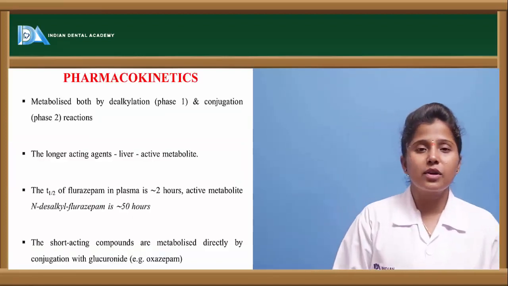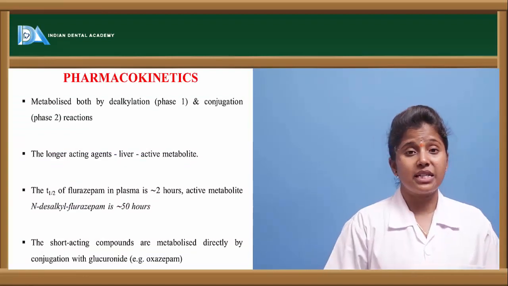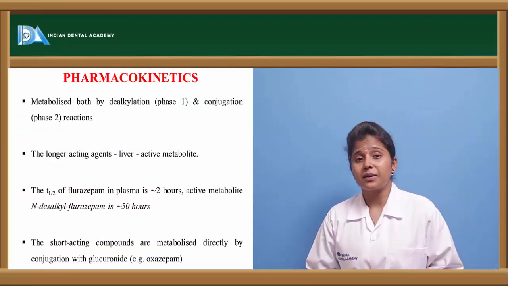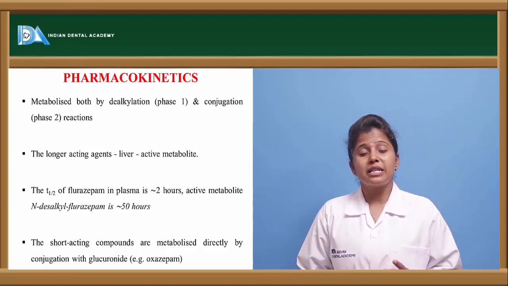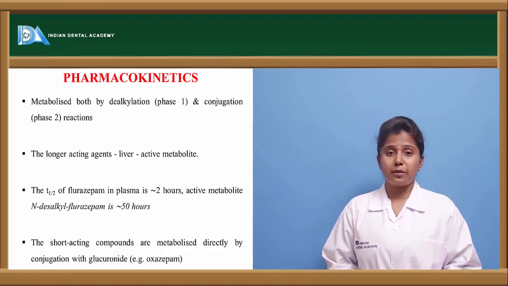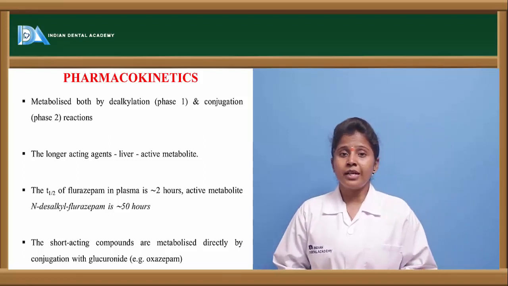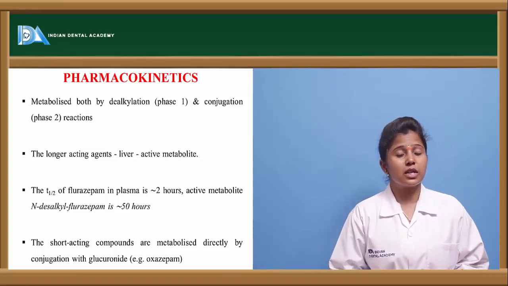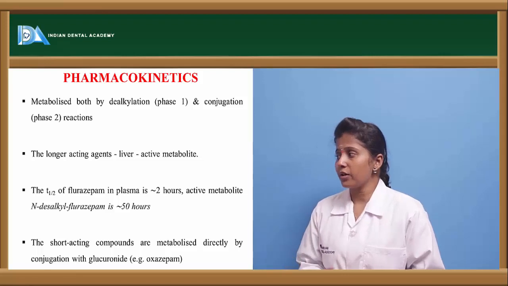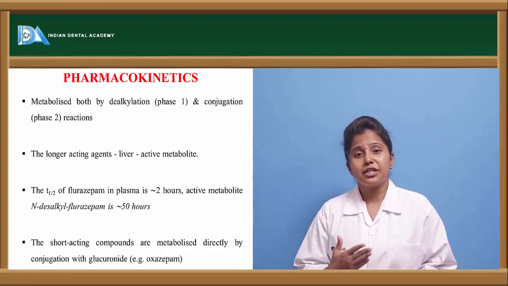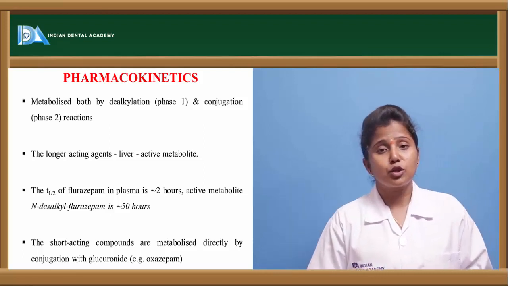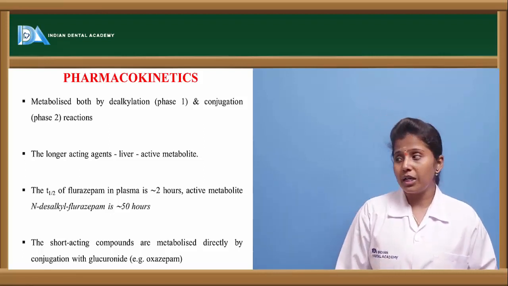Let us see the metabolism of these drugs. These benzodiazepines undergo metabolism by a process called dealkylation. This is one of the phase 1 as well as phase 2 conjugation metabolic reactions. There are various biotransformation reactions which take place in the body. One of them is dealkylation and conjugation. Dealkylation is a phase 1 reaction, and conjugation is a phase 2 metabolic reaction.